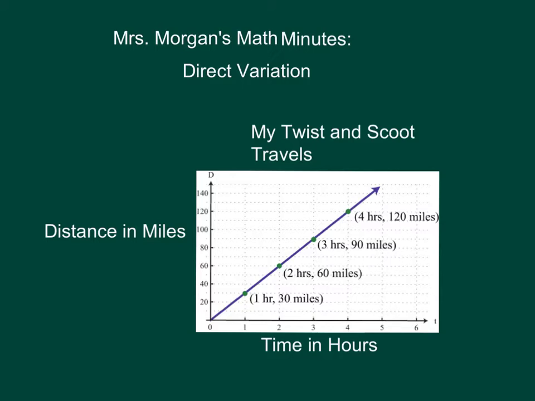This is my imaginary scooter. I wish I had one, but I don't. And it is traveling at 30 miles per hour, a steady rate. If I travel for an hour on my scooter, this graph demonstrates that I would go 30 miles. And at 2 hours, I would have covered 60 miles. And you can continue to see the 3 and 4 hours. And if I continued at this rate, the graph would continue on.